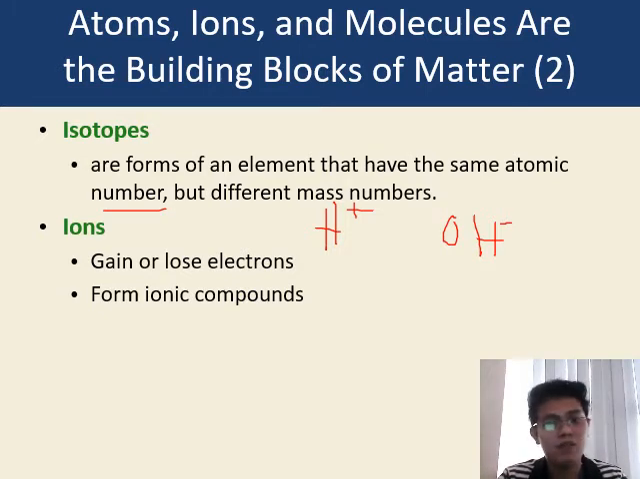Another one, we have sodium. Sodium can be positively charged because it can lose electrons as well. And then we have chlorine or chloride. It can be negatively charged because it can gain electrons. So these ionic elements can also form ionic compounds.